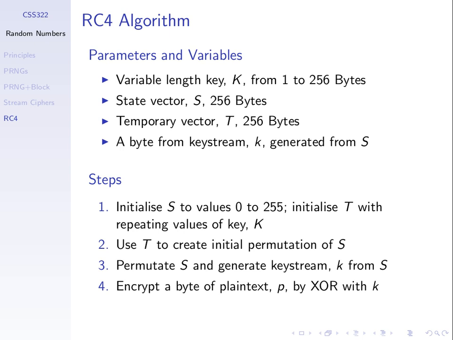and keep doing that. And those random bytes are then used to encrypt the plain text by XORing the plain text and that random byte. So the random byte is K. So the encryption is just an XOR, plain text XOR K. How do we get K? By applying some permutation on this state vector S.